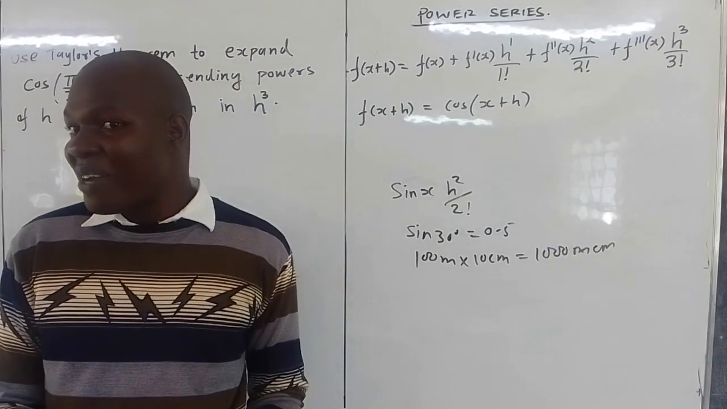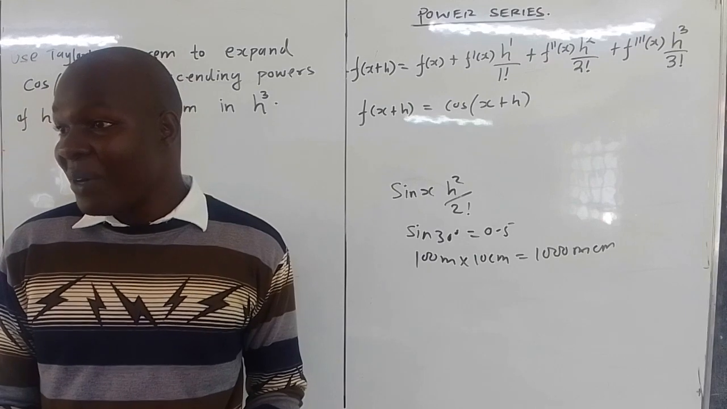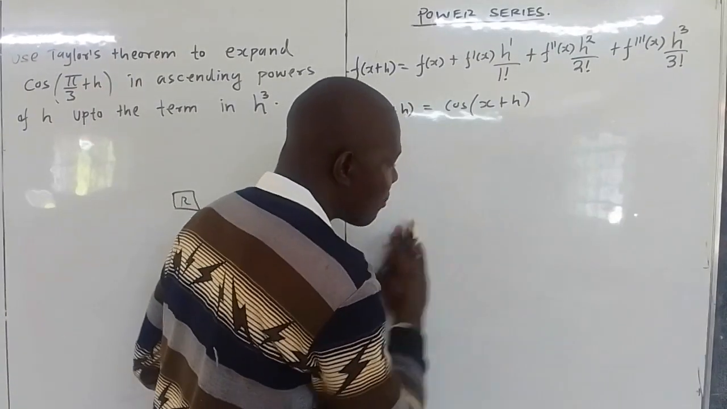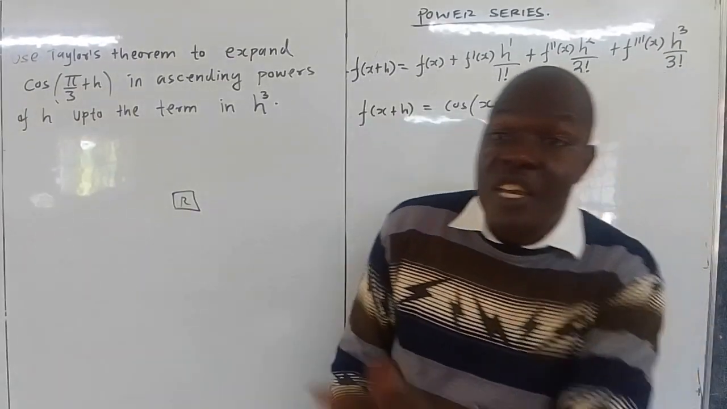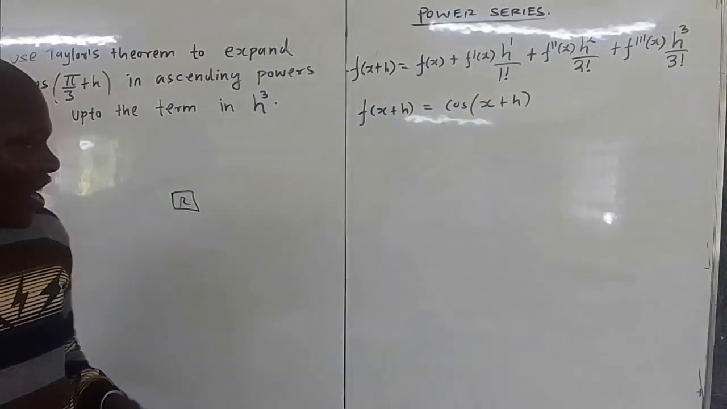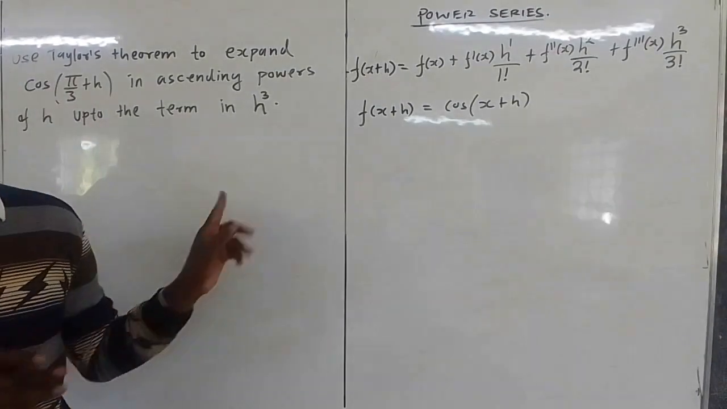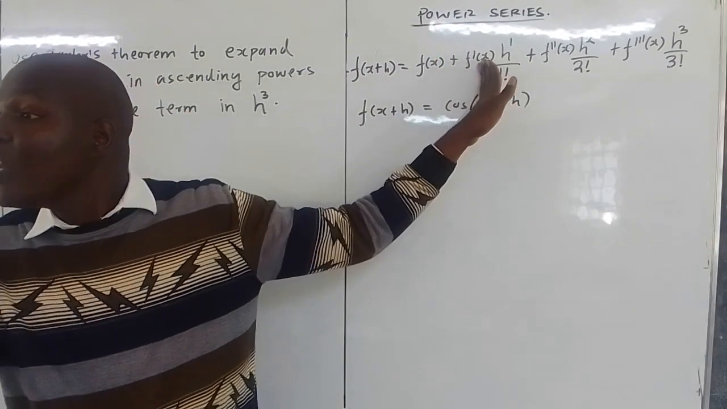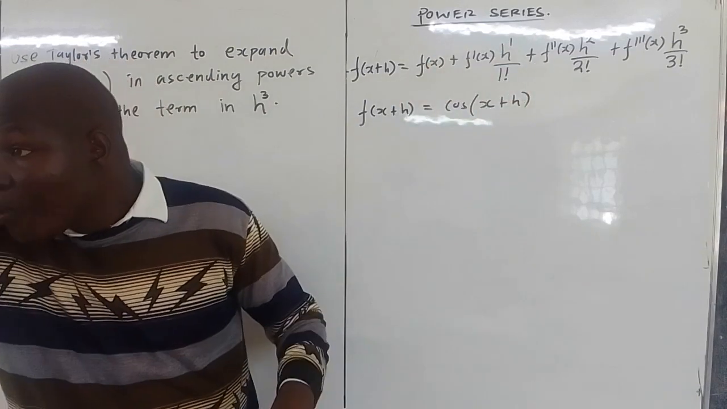Are you getting what I'm trying to explain? Are we together? Degrees don't work here. Degrees never work here because the output is always in pi radians. So you must ensure that your calculator is always in radians all the time, because the output of the function will always be in radians, so h must also be in radians.